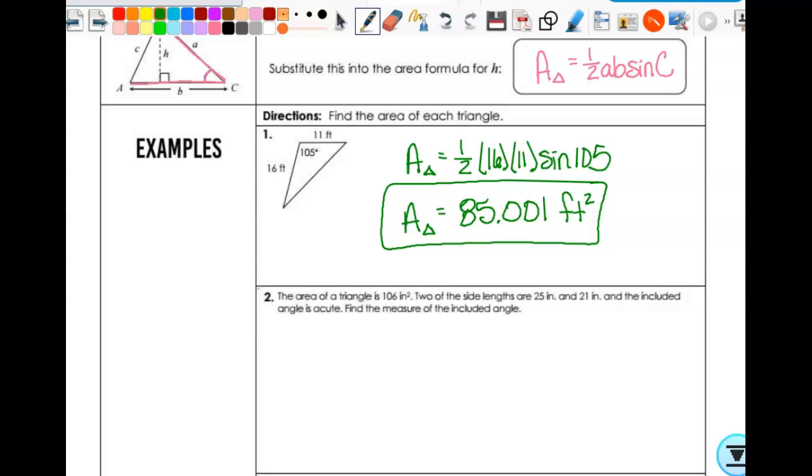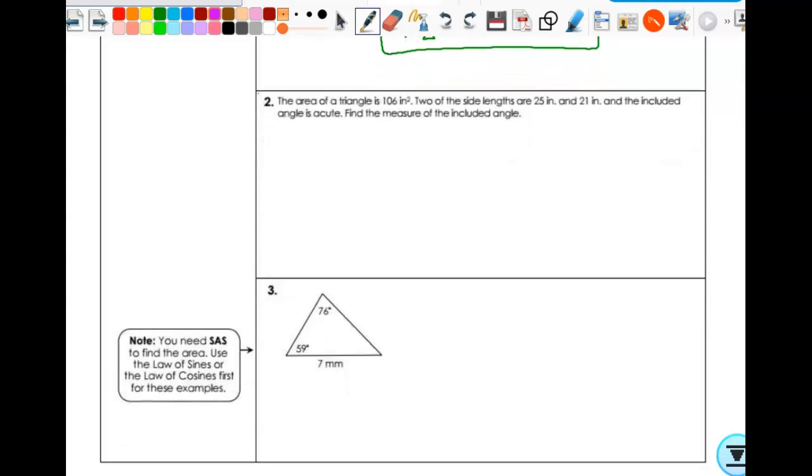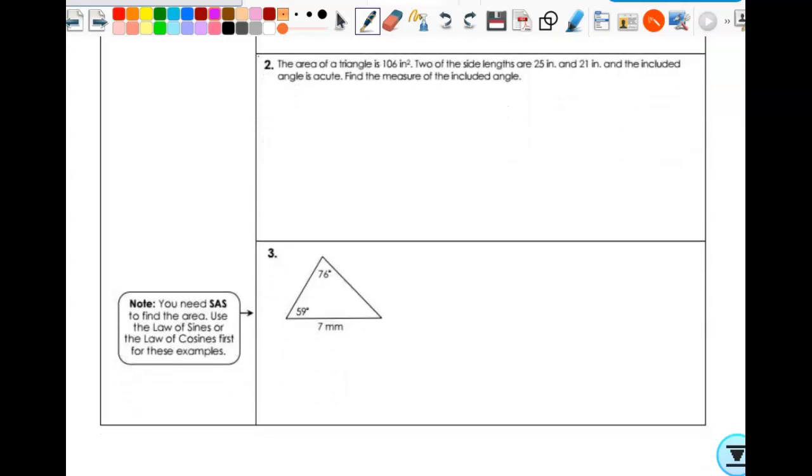So let's look at the next one. The next one says the area of a triangle is 106 inches squared. Two of the side lengths are 25 and 21, and the included angle is acute. Find the measure of the included angle. All right, so I have a triangle. The area is 106 inches squared. I have two side lengths that are 25 and 21, and I want to know what the included angle is.